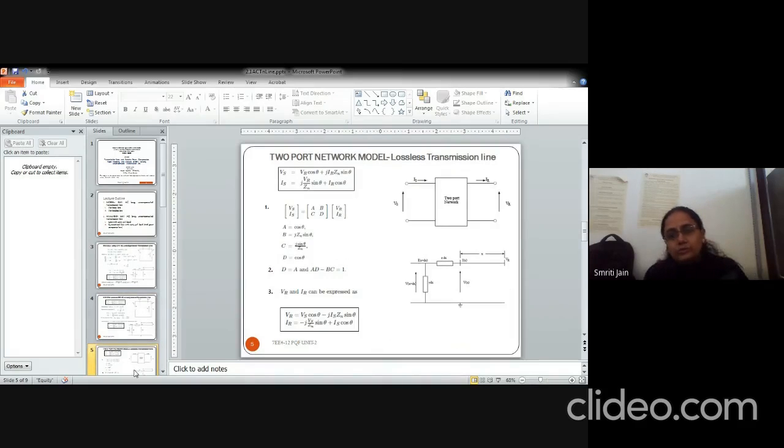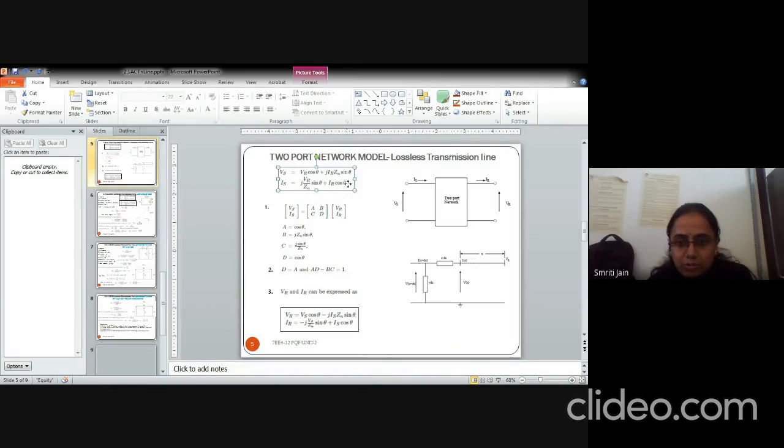Now, if we talk of the two-port network model, basically what you have derived up till now is the model of a lossy line, and then you reformed it for the model of a lossless line. Now, you write this equation in terms of ABCD parameters. This is simple. These are two equations. You can write them in the form of matrices. So, VS, IS form one column vector here and take out the four coefficients of VR and IR. So, they will be represented by these four parameters ABCD.